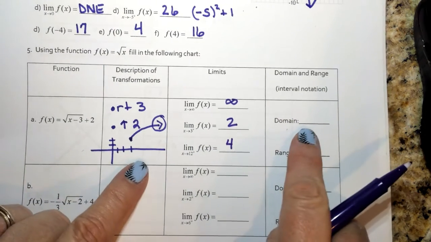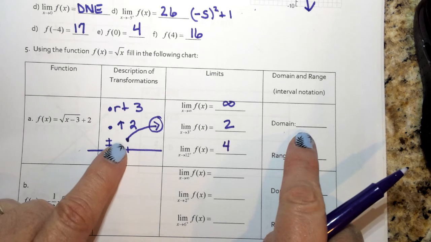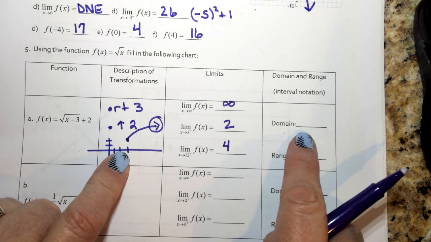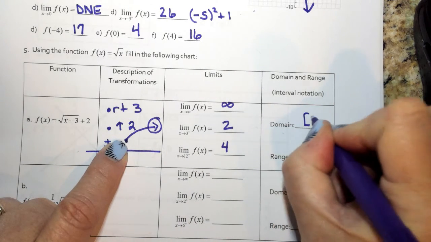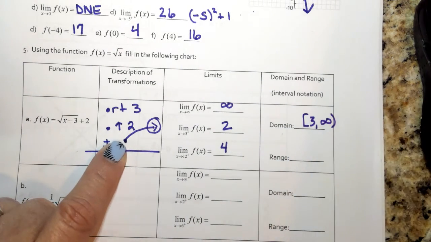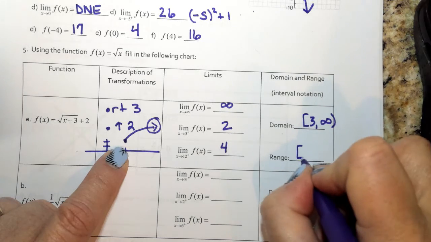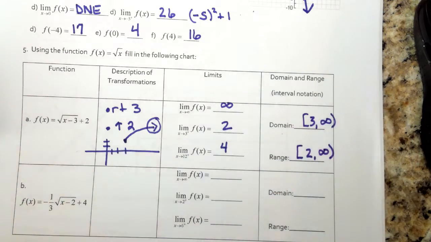So domain is talking about the x values. Notice the graph starts at an x value of 3 and goes to infinity. So it's going to be bracket 3 to infinity. The range is 2 to infinity because I shifted it up 2.